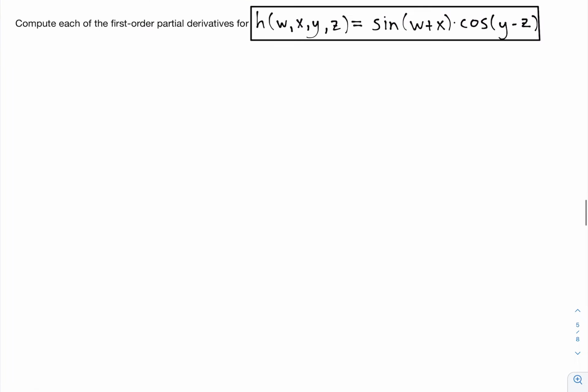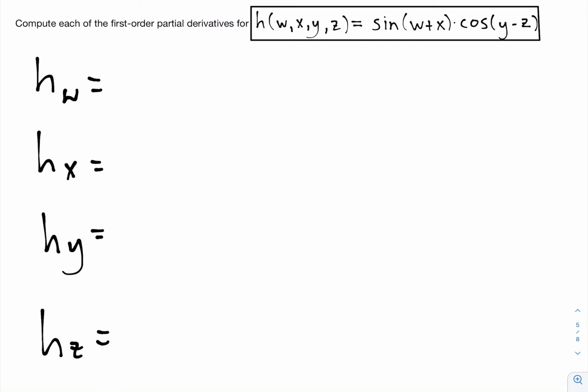Okay, so for this question, compute each of the first order partial derivatives for h of w, x, y, z equals sine of w plus x times cosine of y minus z. So all we're doing is finding h sub w, h sub x, h sub y, and h sub z.